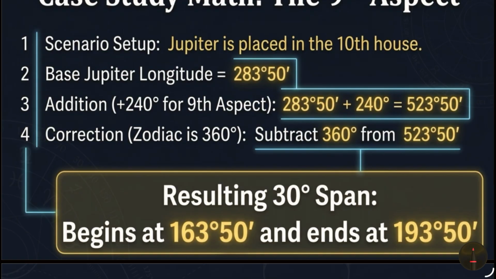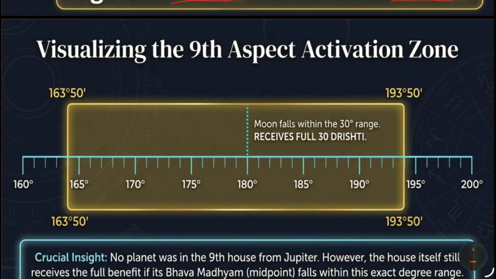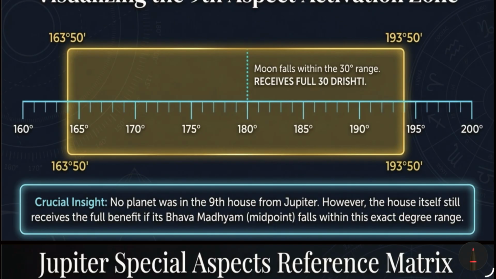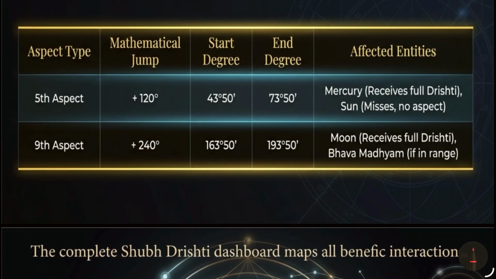Similarly, for 9th aspect, it is 240 degree into Jupiter longitude. If we subtract 360 from it, we'll get 163 to 193. Any planet lying between them is Moon, because Moon is at 180.47. So Moon will get 30 point. No other planet is present in the 6th house. We'll add these 30 Sastyamsha point for Mercury and Moon.